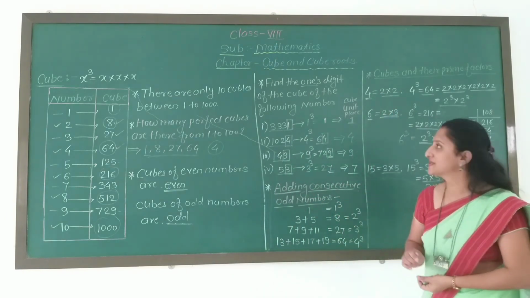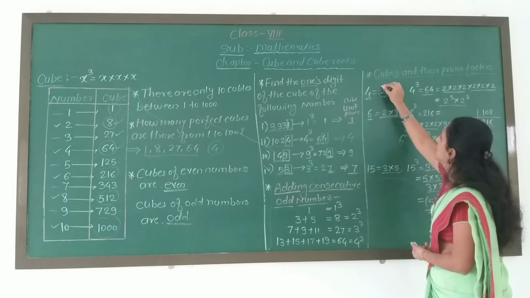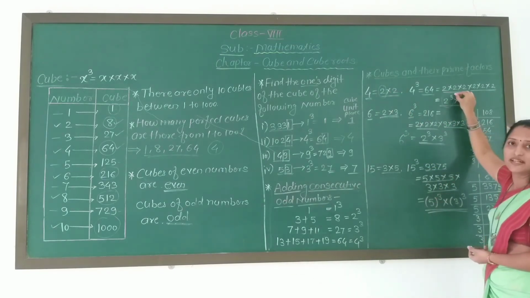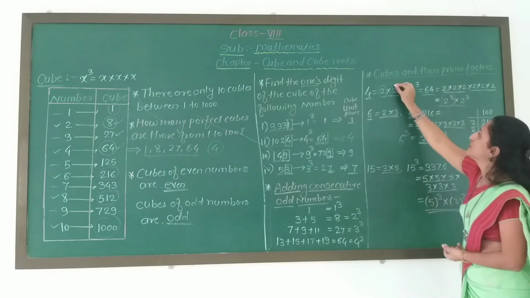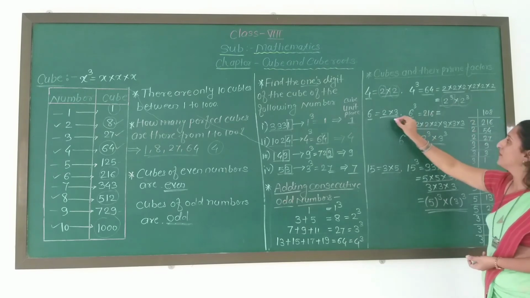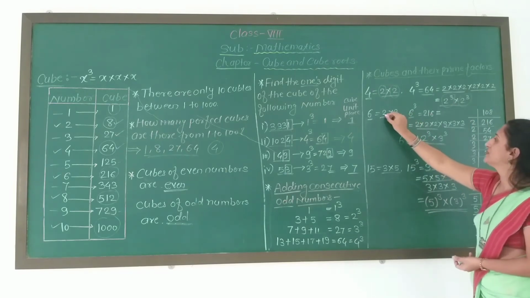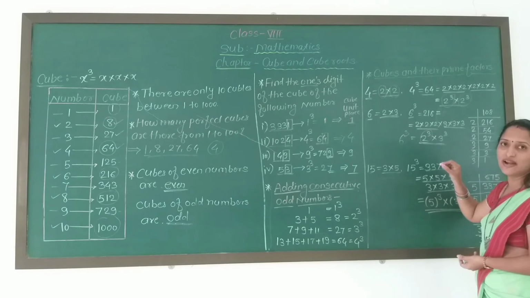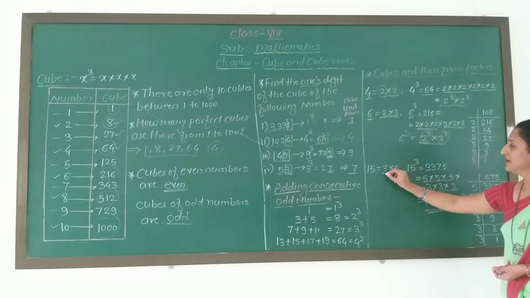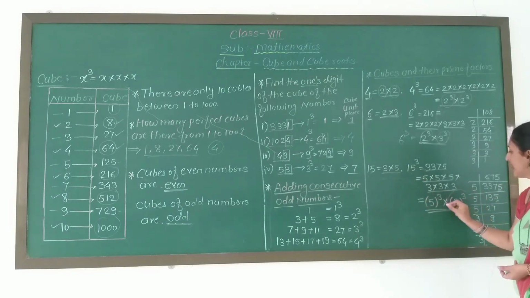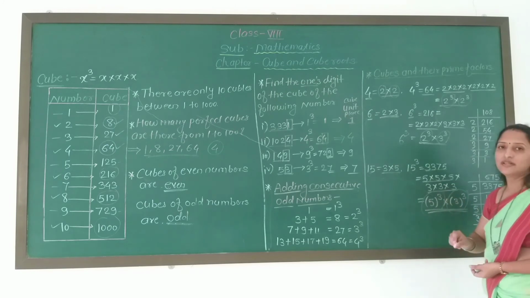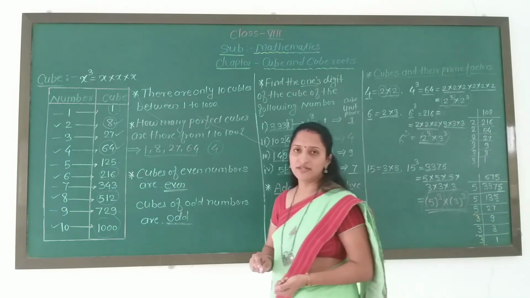Factorization of its cubes. Look at here. This prime factor 2 occurs 3 times in prime factorization of its cube. For 6, 2 into 3, this 2 occurs 3 times in prime factorization of the cube. Also look at here, 3 into 5. Here this 3 occurs 3 times in its prime factorization. Also 5 occurs 3 times in the prime factorization.